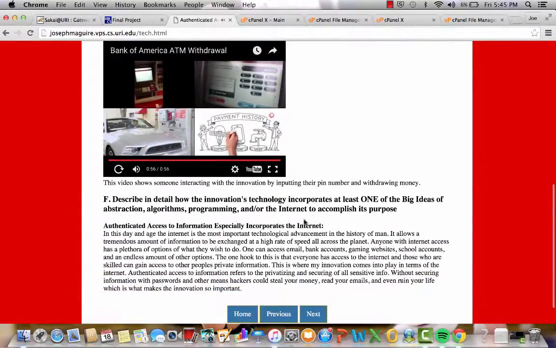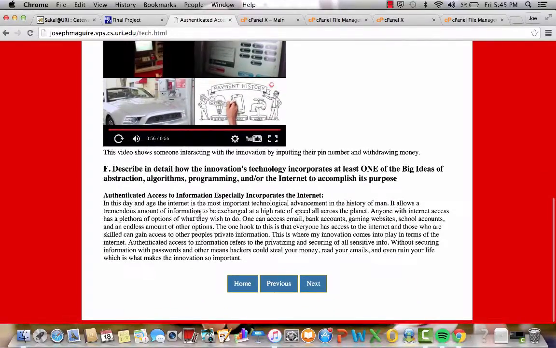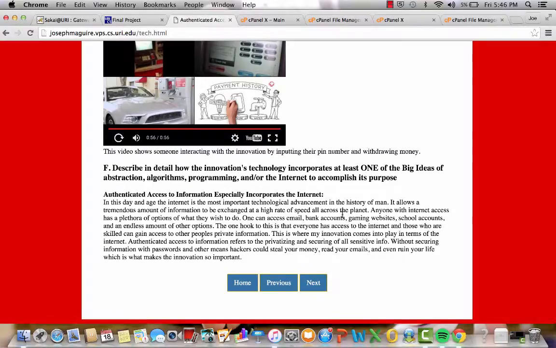Most people do not even realize that is a way they interact with authenticated access to information. The next question, F: describe in detail how the innovation's technology incorporates at least one of the big ideas of abstraction, algorithms, programming, and/or the internet to accomplish its purpose. Authenticated access to information especially incorporates the internet.